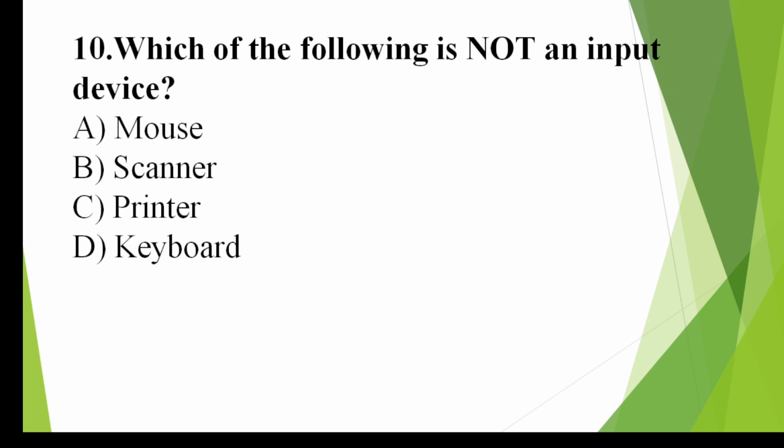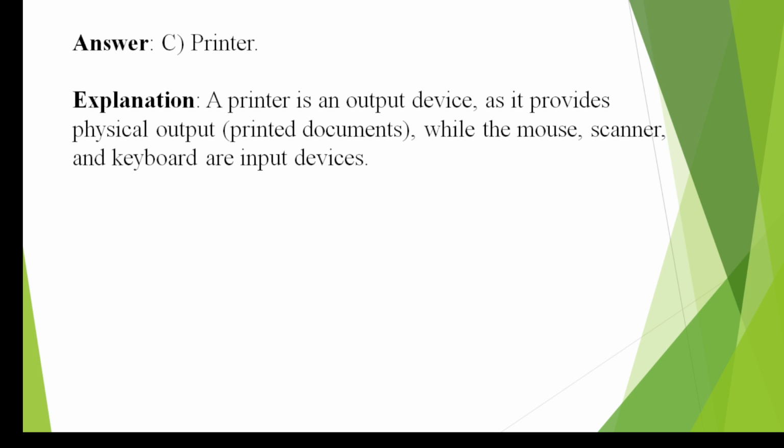Let's move to question number 10. Which of the following is not an input device? A. Mouse, B. Scanner, C. Printer, D. Keyboard. The correct answer is C. Printer. A printer is an output device as it provides physical output, printed documents, while the mouse, scanner and keyboard are input devices.